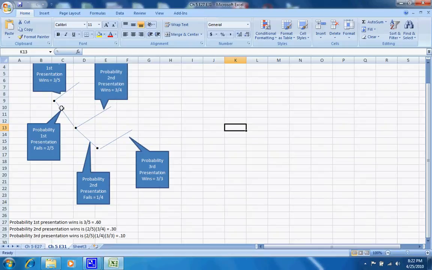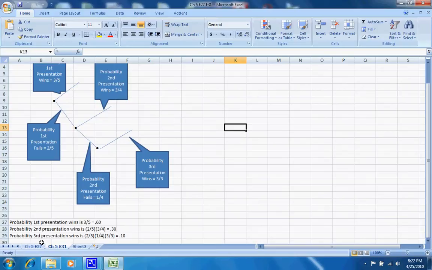All right, now if the second presentation doesn't win, it has a 3/4 likelihood of winning, but if it doesn't, it would lose, right? And there's a 1 out of 4 possibility of it being a failing presentation. If that's the case, then the third presentation, the third person presenting, has a 3 out of 3 probability of winning, because there are only 3 remaining board members, and they're all the strong board members.